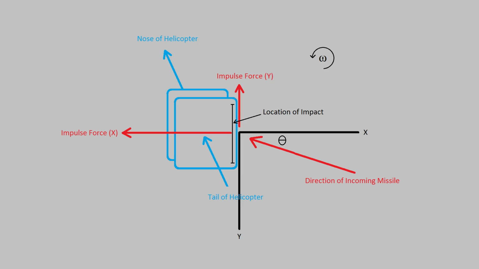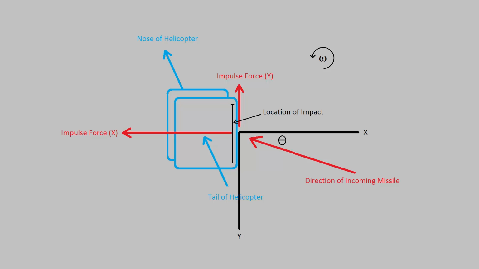I've drawn a diagram to help you guys process what's happening. In this model, we've got the helicopter pointed forwards, and there's a missile that was launched from the ground that's going to strike it on the right side. We've got an arbitrary angle of 20 degrees here, but notice that we've labeled the X and Y components of the impulse forces, and also made note of the location of impact.